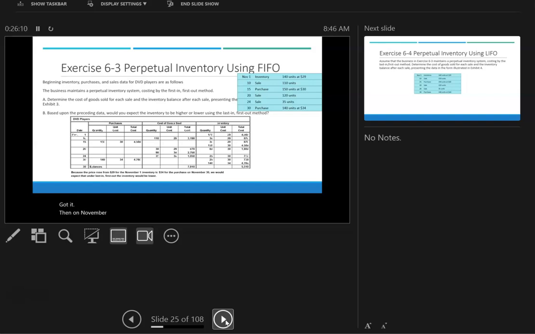Then on November 24th, we sold 35 units. Well, didn't we sell 35 of those 60 units on hand at $30? So we sold those, but what's left? Only 25 units are left, right? Then on November 30th, we purchased 140 units at $34. So we've got those 140 units plus what was left from previously, the 25 units on hand. This is the method using FIFO, the first in, first out, to keep track specifically of what items are sold and what is the cost of the items still sitting in inventory. Any questions on this?